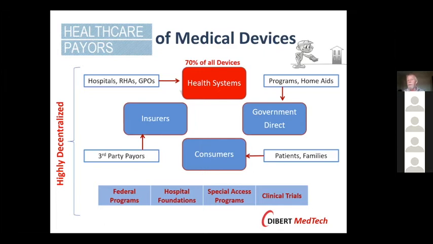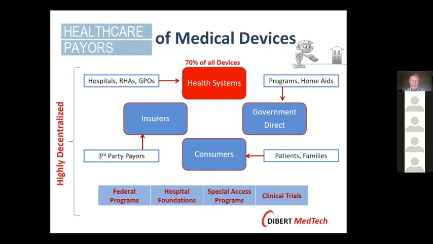There are government direct programs, primarily around home care and home aids. And Ontario has the Assisted Devices Program, ADP, which helps cover the cost of medical devices such as wheelchairs and ventilator pumps for asthmatics, et cetera. And lastly, there's consumers, where patients and family pay.